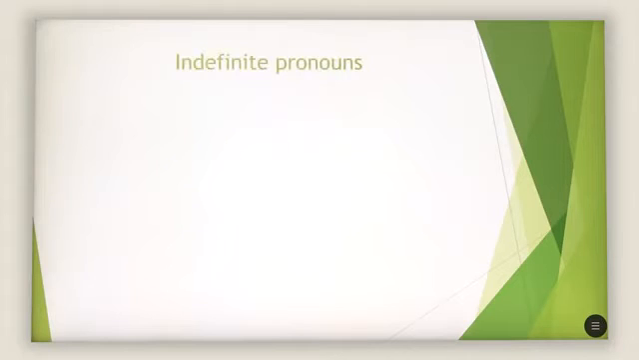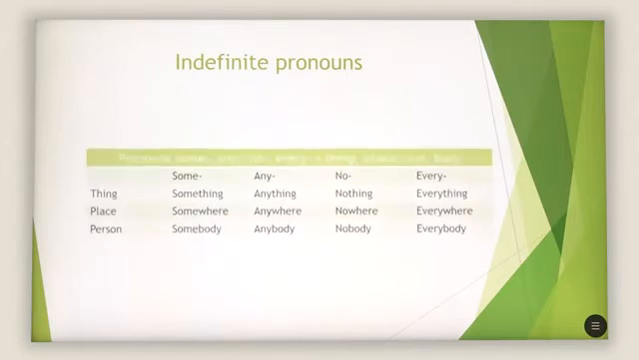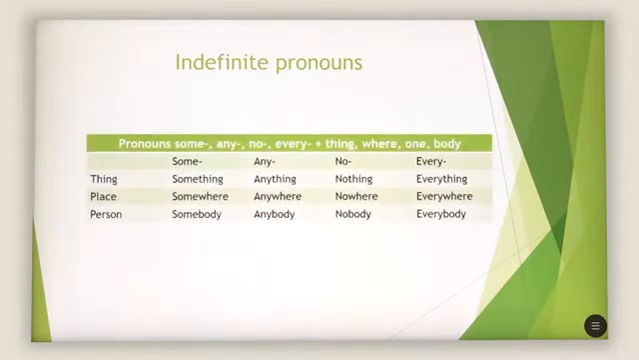Indefinite pronouns. Indefinite pronouns are pronouns that refer to things, places, and persons in general. They don't indicate anything in particular. We've got a table here which presents the indefinite pronouns. As we mentioned earlier, they can refer to things, places, and persons.